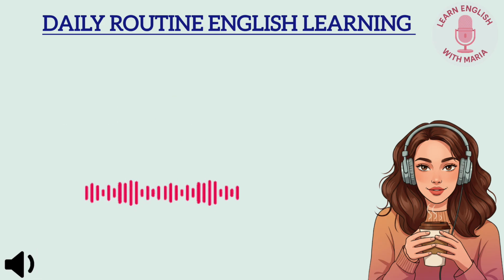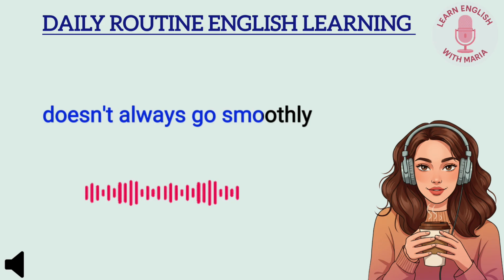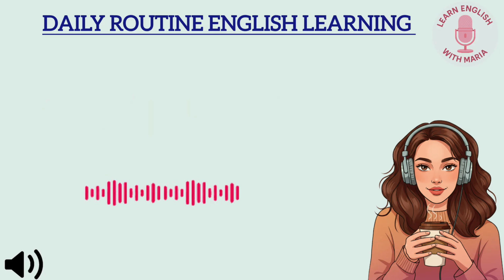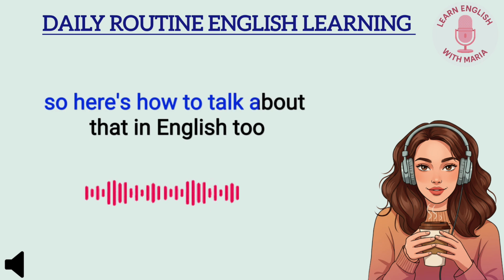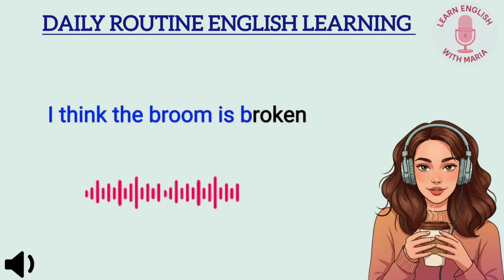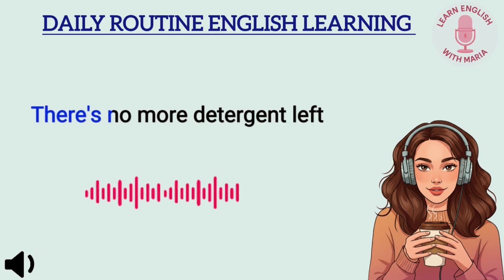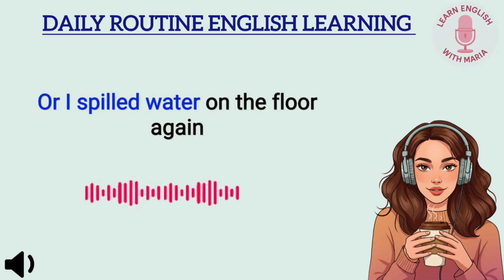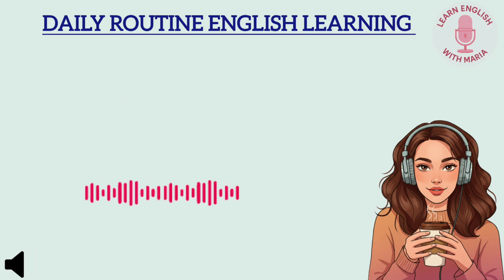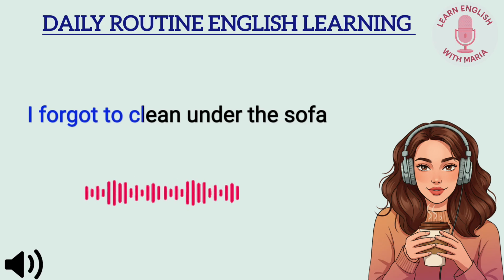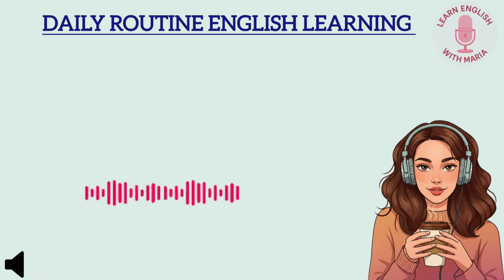But cleaning doesn't always go smoothly, right? Sometimes we face small problems. So here's how to talk about that in English too. The vacuum isn't working. I think the broom is broken. There's no more detergent left. Or I spilled water on the floor again. I can't reach that high shelf. I forgot to clean under the sofa.